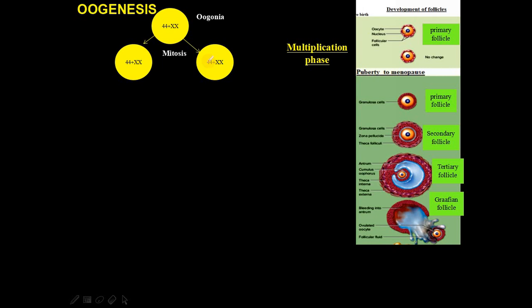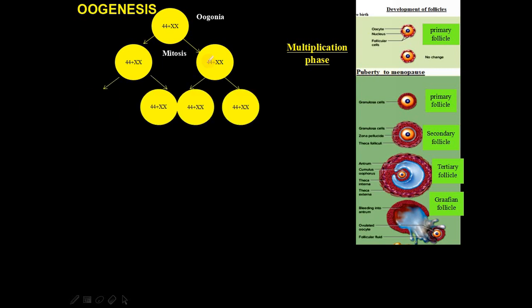This continues further. These oogonias continue multiplication to form more oogonias. You can see here one cell has formed two cells, two cells have formed four cells, four will form 8 to 16, and this way it forms millions of oogonias in the fetal ovary. This phase is called as multiplication phase, and this phase takes place in the fetal ovary before birth.